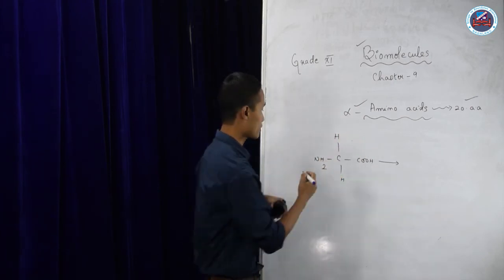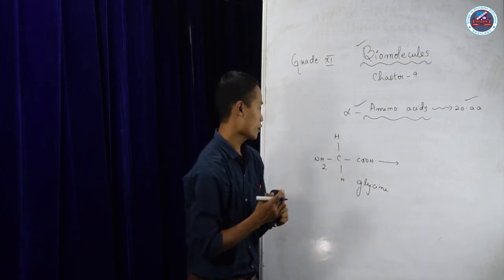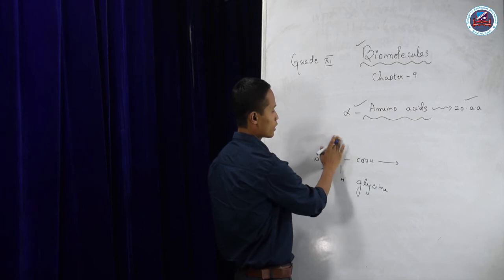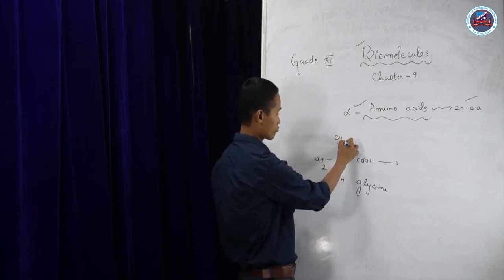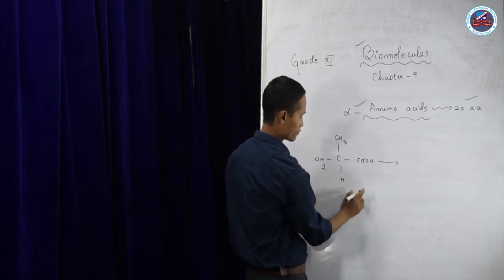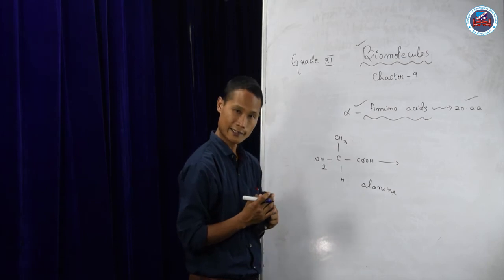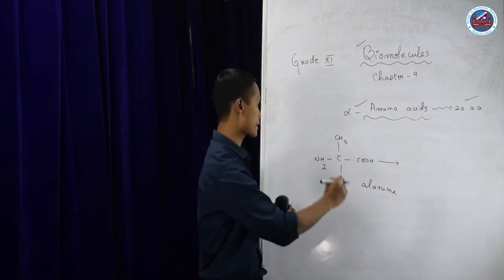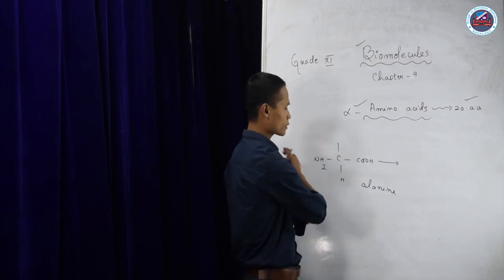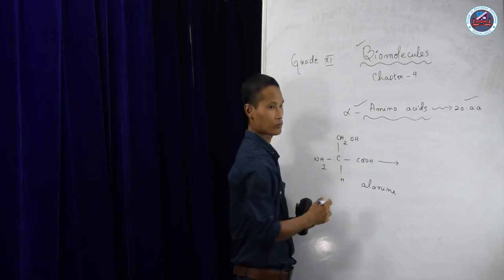So this is glycine. If you put CH3 in R, it becomes alanine. Like this, if you keep on changing R, you will find different kinds of amino acids. If I put, for example, CH2OH, this is hydroxymethyl. So this is serine.